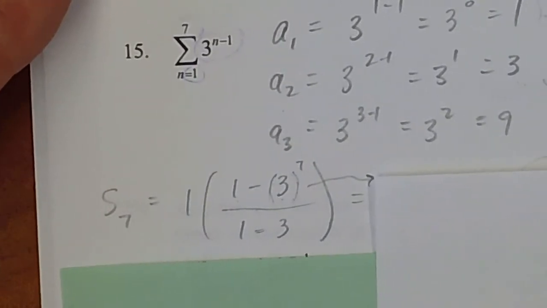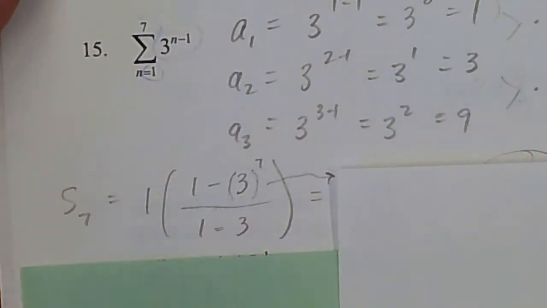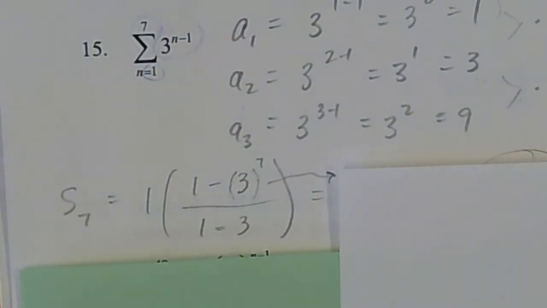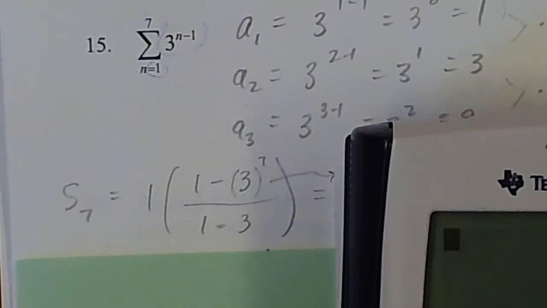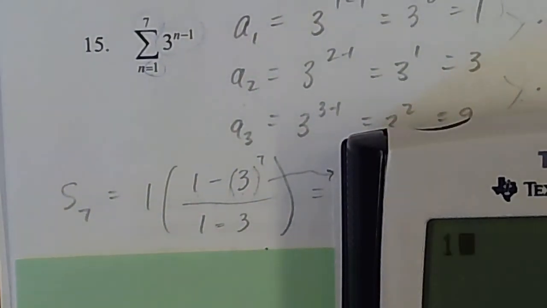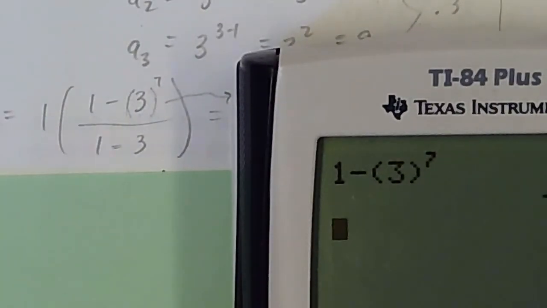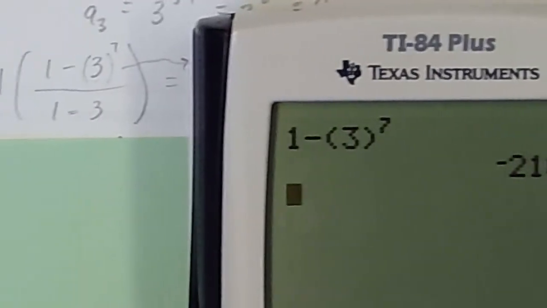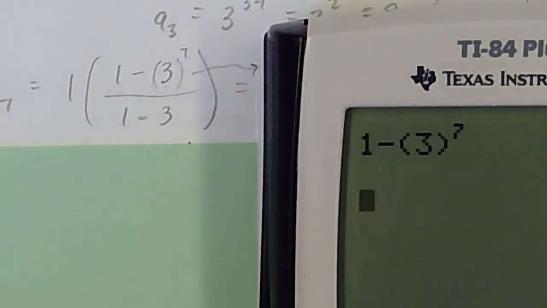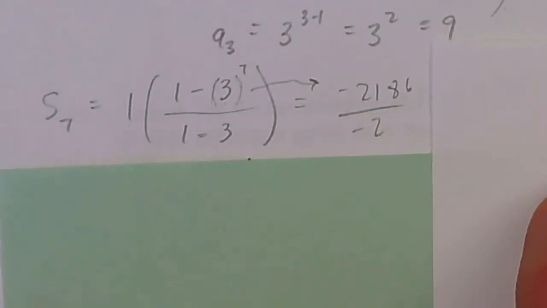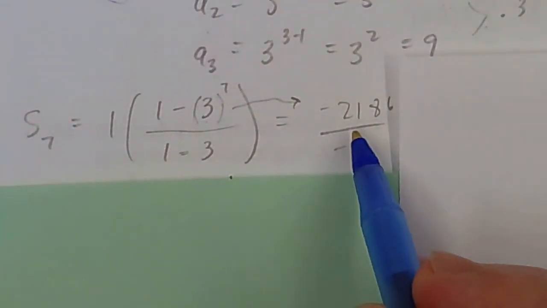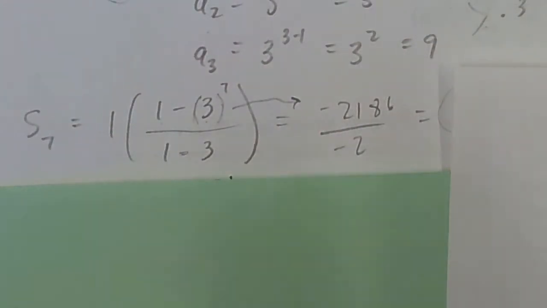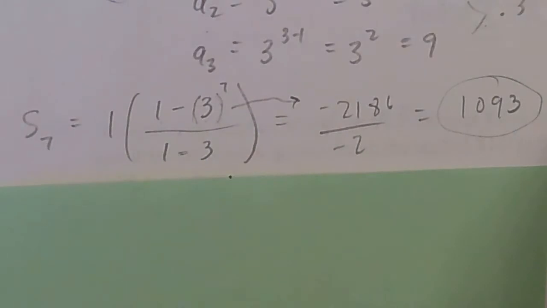Okay. All right, here's what I recommend doing. If you punch in too much at once, a lot of times students will make mistakes. So what I recommend doing is just cleaning up the numerator, cleaning up the denominator separately. What I mean by that, just go in and do the 1 minus 3 raised to the 7th. Just punch that in. And what do we get? Gives me negative 2186. Obviously, 1 minus 3 is negative 2. I'm not going to punch that in. So that's my next step. Negative 2186 divided by negative 2 is 1093.